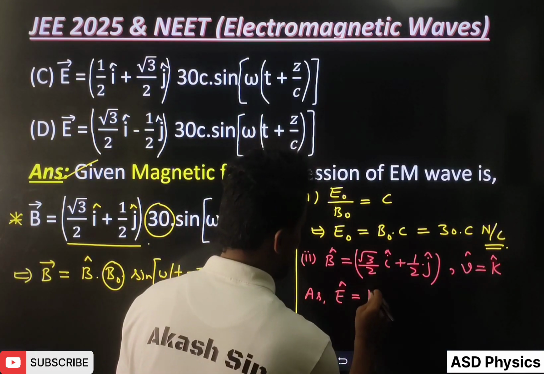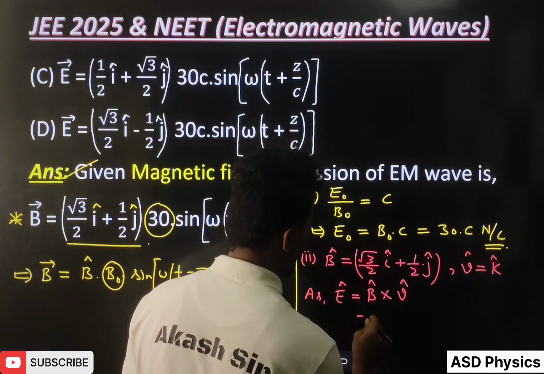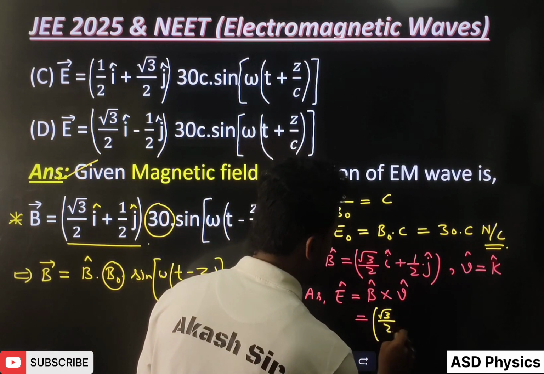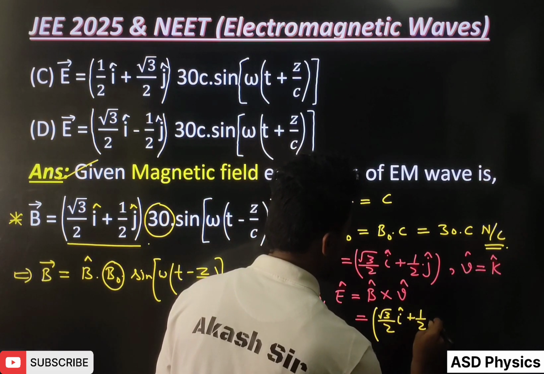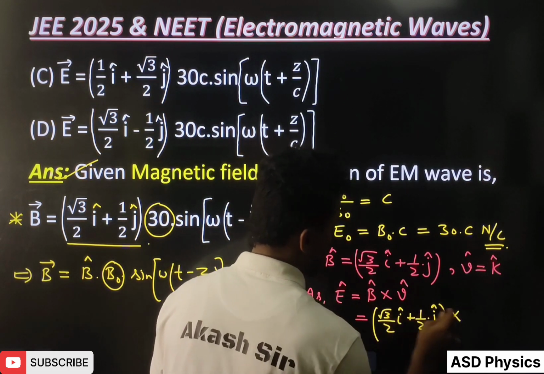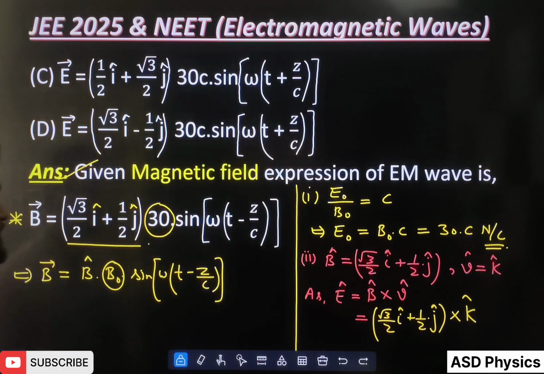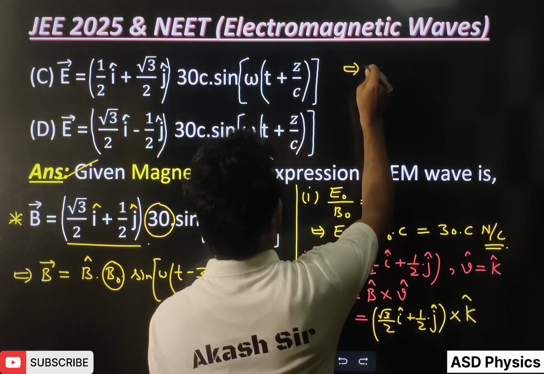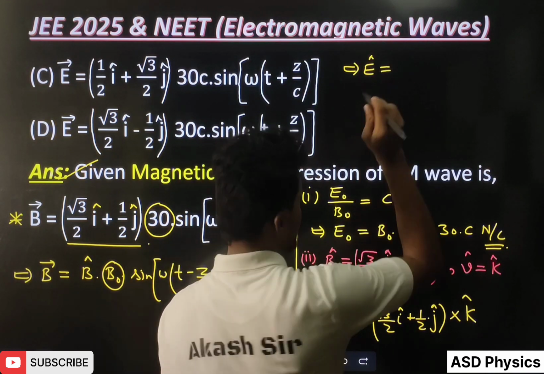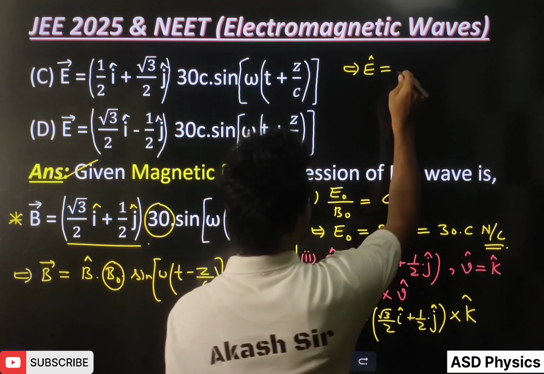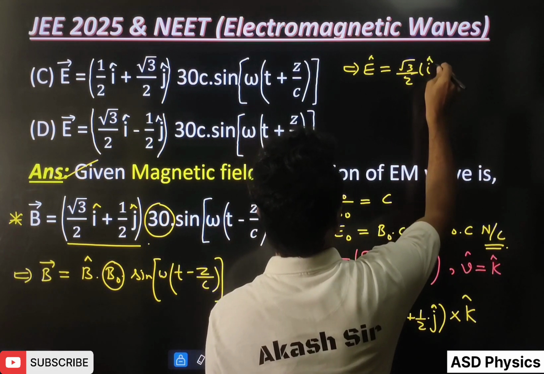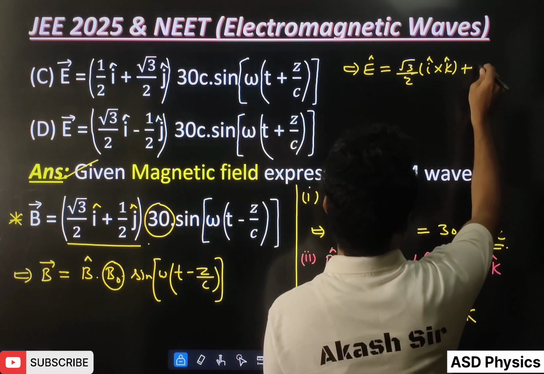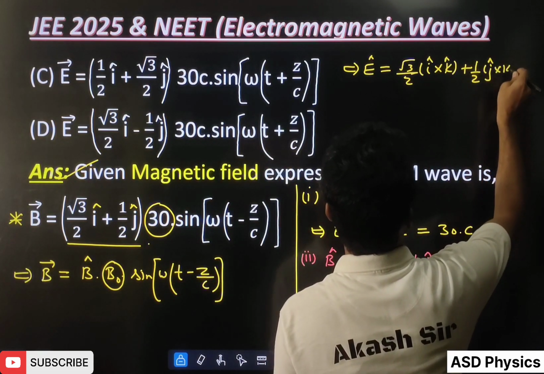Okay, so see here now, B cap cross V cap. Let's kindly put here the values. So what is the B cap here? Root 3 by 2 I cap plus 1 by 2 J cap, and cross K cap here. Now we just have to take the cross product. So this cross product I will take here now, because the space is there. Multiply K cap inside, so it will become root 3 by 2 I cap cross K cap plus 1 by 2 J cap cross K cap.